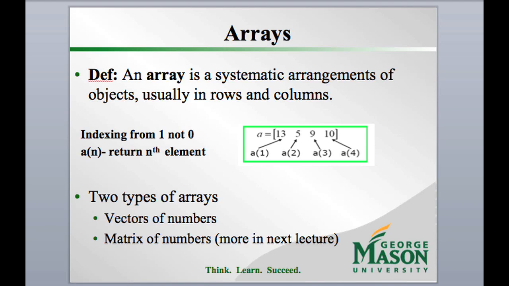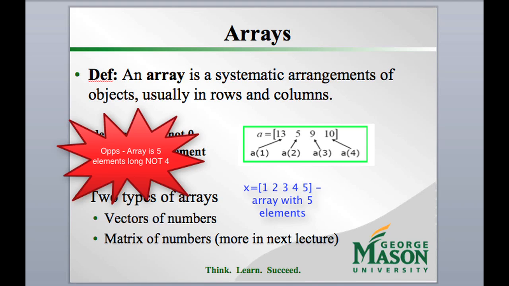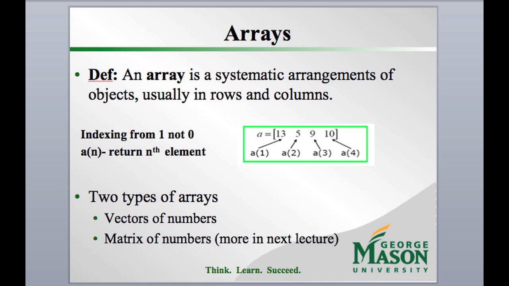For example, if we had an array that was 1 through 5, it would be 1, 2, 3, 4, 5. So that would be 5 numbers long. Shown here is an example of indexing an array A, where A1 would be 13, A2 would be 5, A3 would be 9, and A4 would be 10.